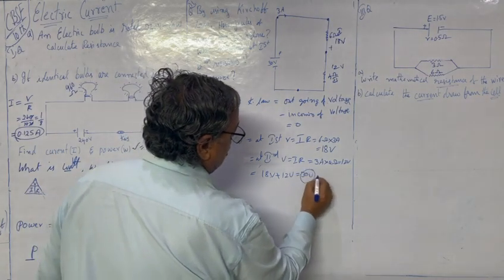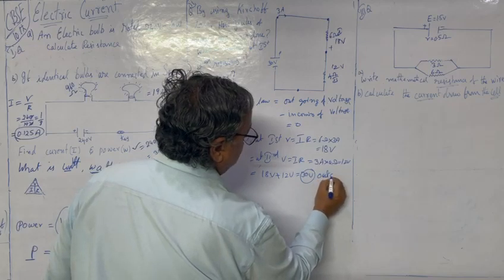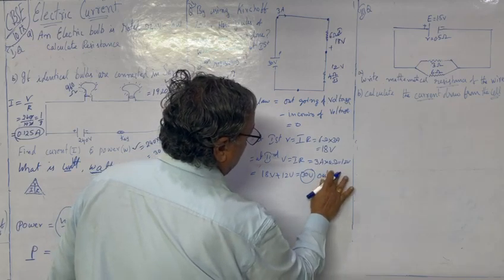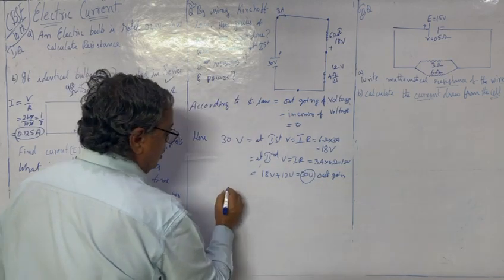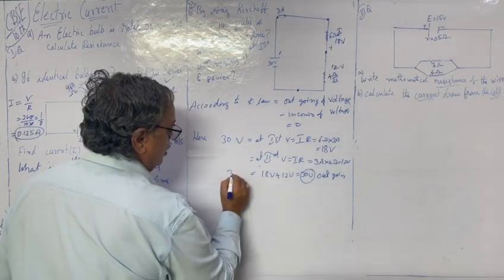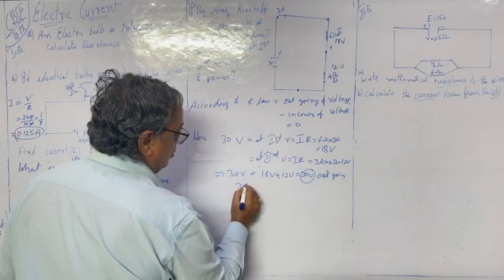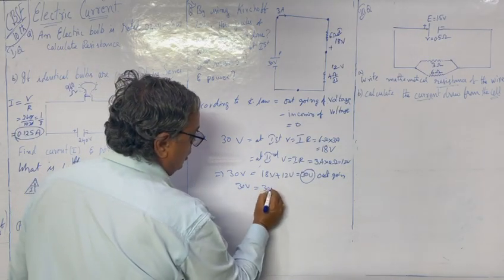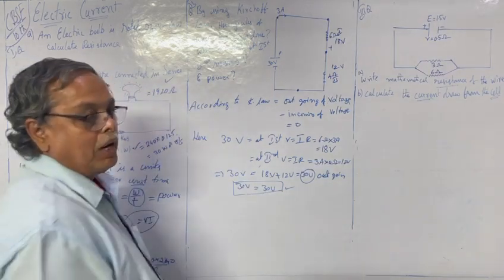This is outgoing, right? This is incoming. 30 volts is equal to 30 volts. This is the formula. Now, what do you have to find?